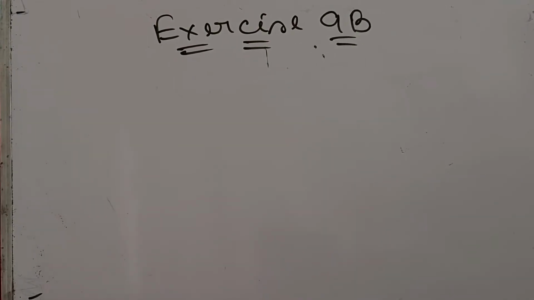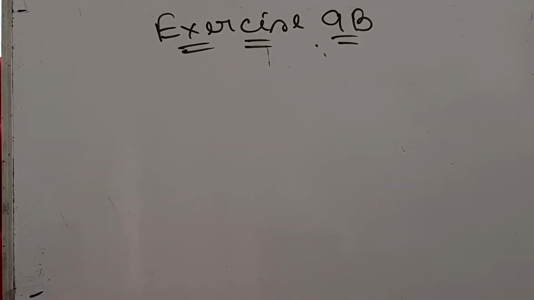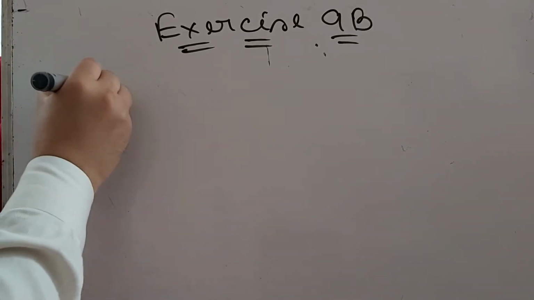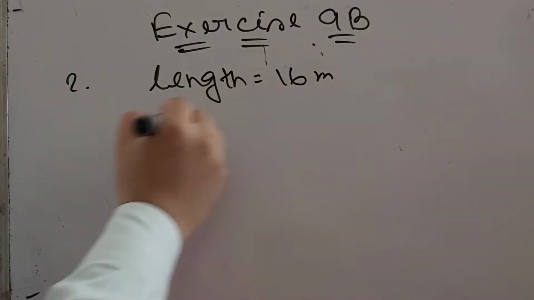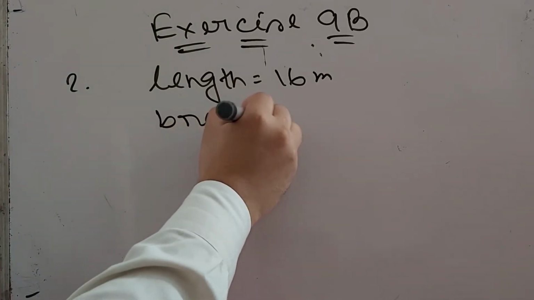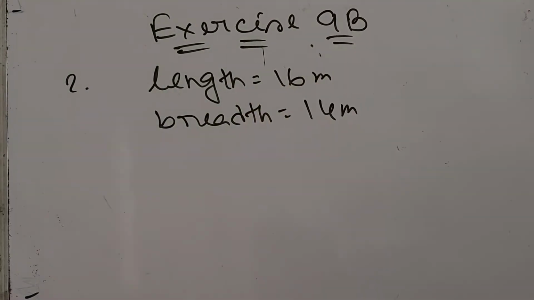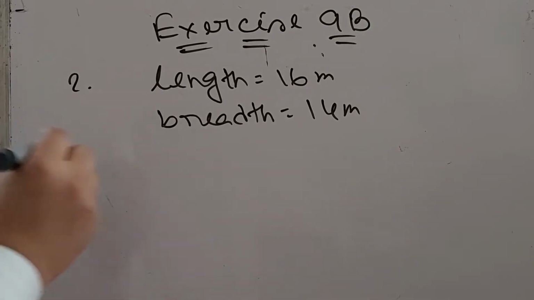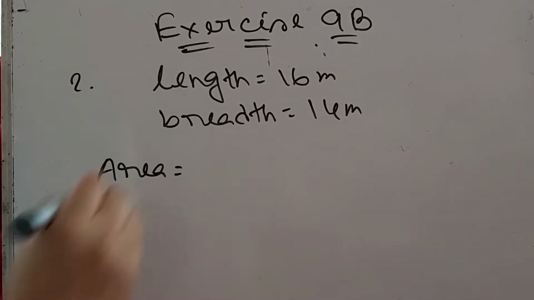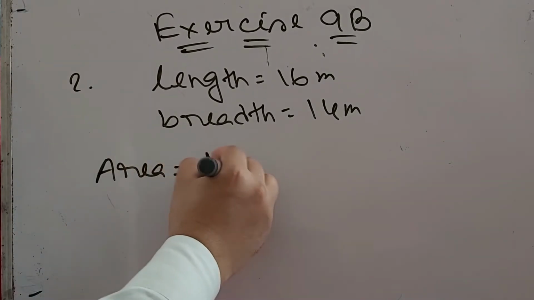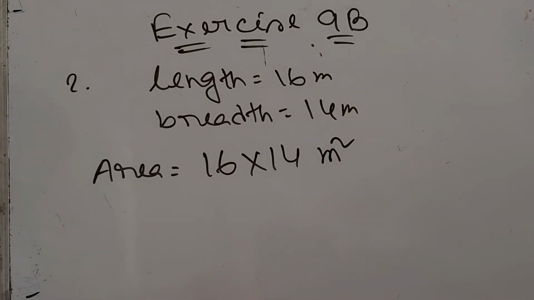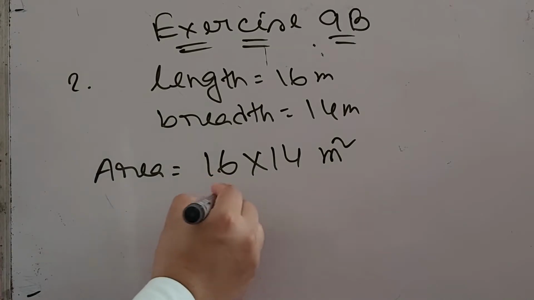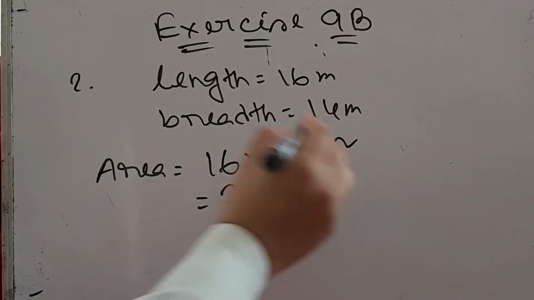Now number 2. Number 2 says find the area of a rectangle 16 meter by 14 meter. So similar problem, we can say here length equal to 16 meter, and breadth equal to 14 meter. Then we have to find out the area. We already know that area equal to length into breadth. That means 16 times 14 square meter or meter square. Then if we do the multiplication of 16 and 14, we will get 224 square meter or meter square.